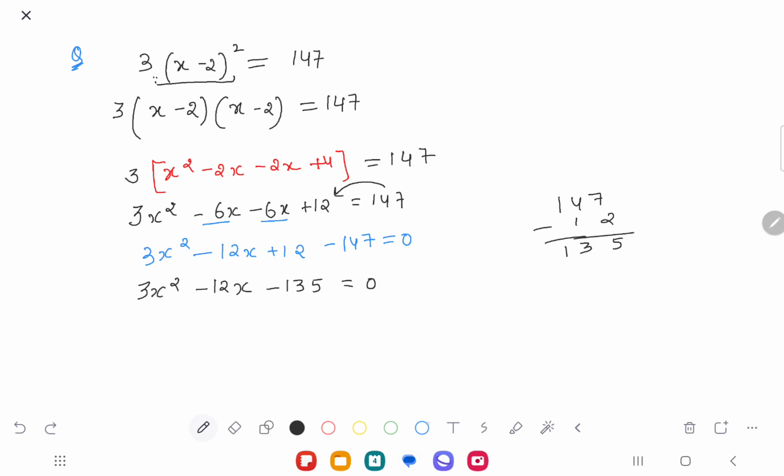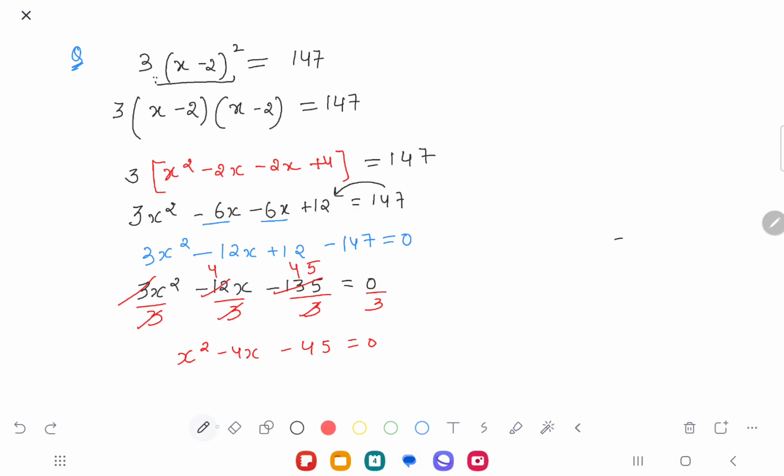What do I see right here? That I can divide every term with 3. So let me divide every term with 3 on both the sides. So 3 cancels 3, 3 cancels 12, and 3 times 4 is 12, and 3 times 45 is 135. So for me, it becomes x square minus 4x minus 45 equals 0. Are you understanding my point? So my equation shall be x square minus 4x minus 45 equals 0. That shall be my equation.